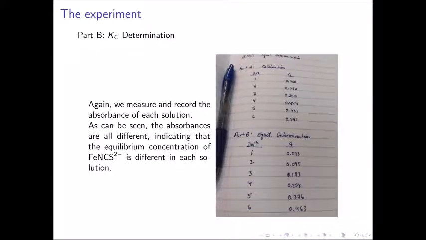As with part A, we now measure and record the absorbance of each solution. As we can see from the data, the absorbances are all different, indicating that the equilibrium concentration of the ferric thiocyanate complex is different in each solution. This concludes the data acquisition for part B.